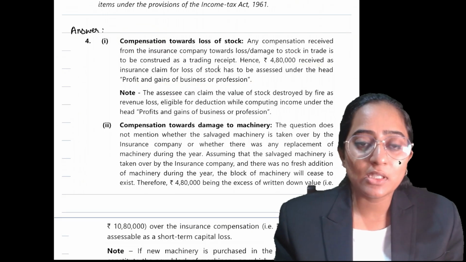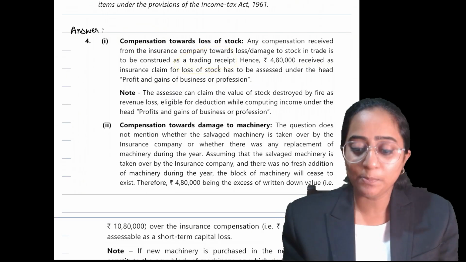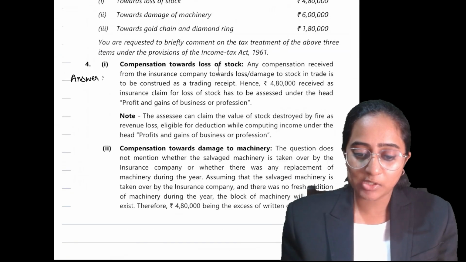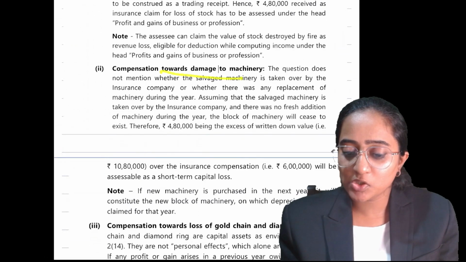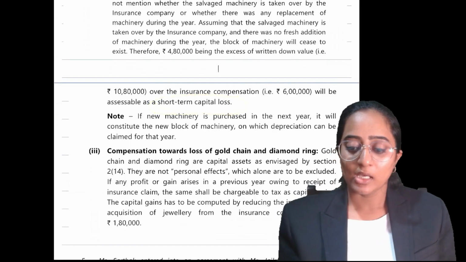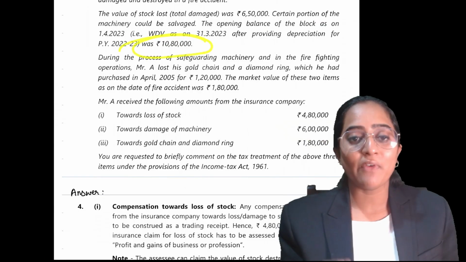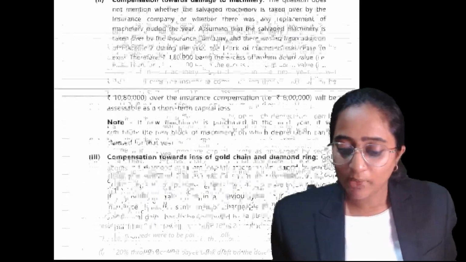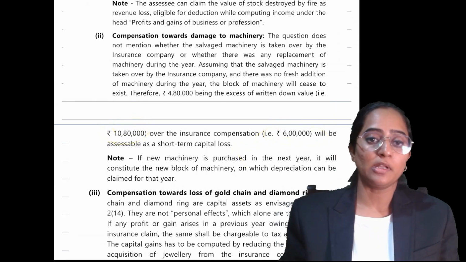Okay. So whatever the loss of stock in trade which you consider will be your trading receipt considered under PGBP. In case of damage of machinery, the compensation which you have received towards the damage of machinery is going to be considered as your short-term capital loss. What was the WDV value when the fire had occurred? When the fire had occurred, the WDV value was 10 lakh 80,000. But how much have you actually received, people? You have actually received 6 lakh. So the difference of that is going to be a short-term capital loss.